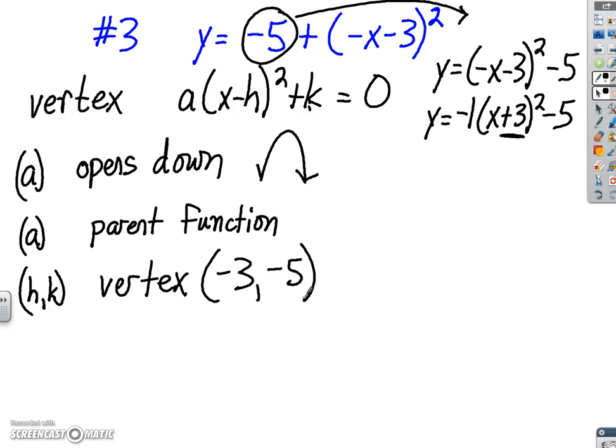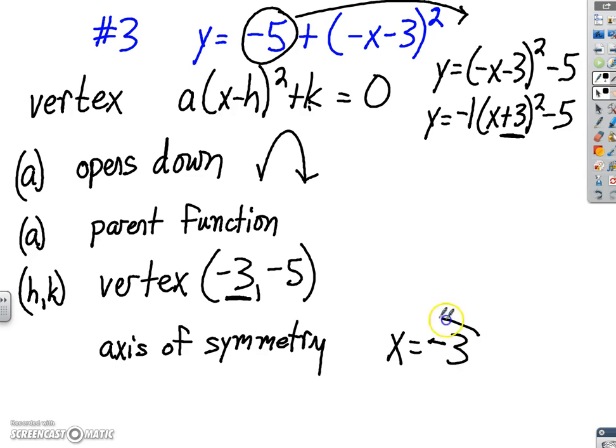Now, when we look at the last thing they asked for, it's the axis of symmetry. So if we look at this, well, we know it is a vertical line. We know it's a line going up and down. And we know that every vertical line has an x equals equation. So we know it's x equals. Well, it's x equals what? Well, the axis of symmetry happens to be the h value. The h value, which is in our vertex. It's right here. It's -3. So this is x equals -3. So there is our axis of symmetry.